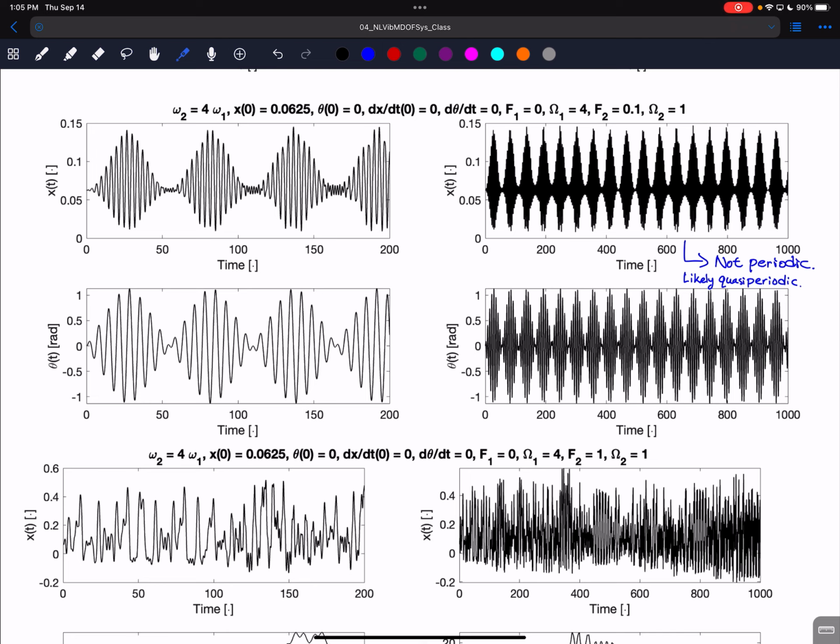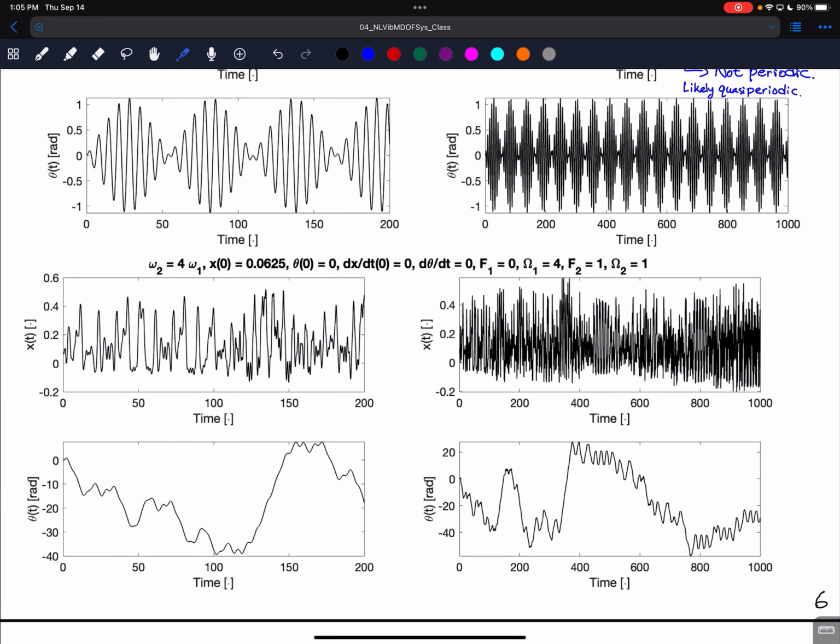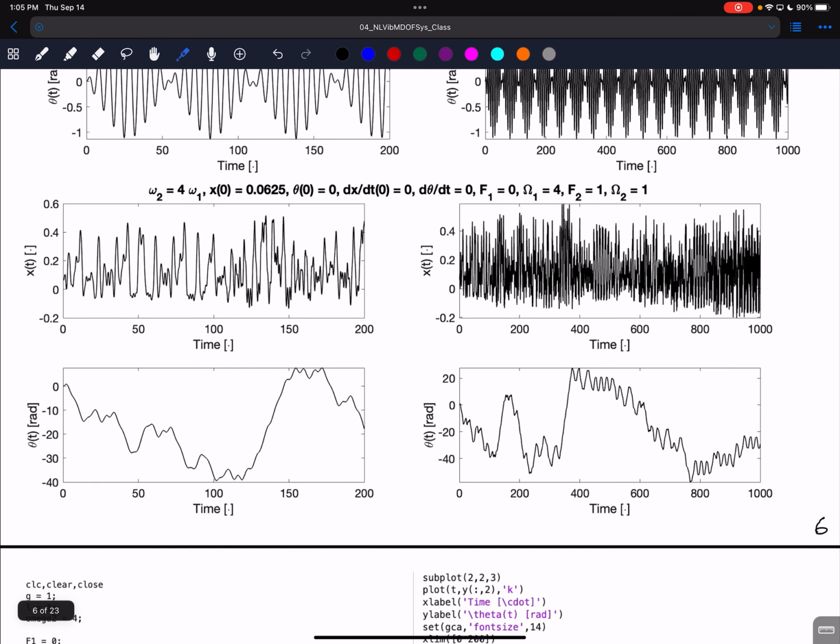When you encounter signals like this that look periodic but don't look periodic, this invites you to do a deeper study. Now, certainly something like this response right here, when we've increased the force, F2 now equal to 1, there's no periodicity at all, for sure.